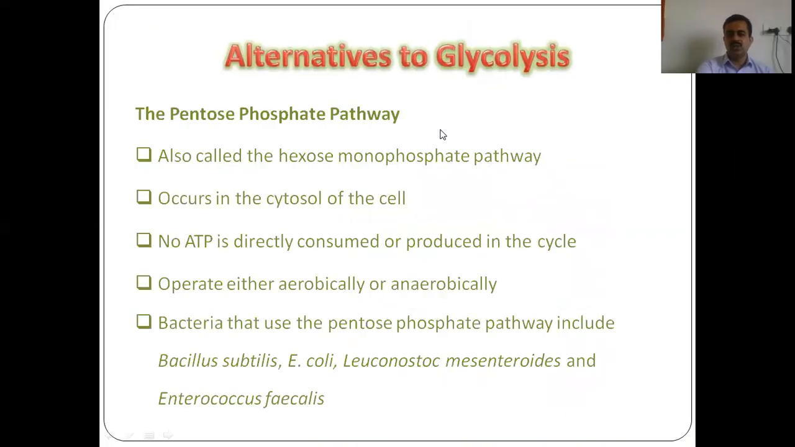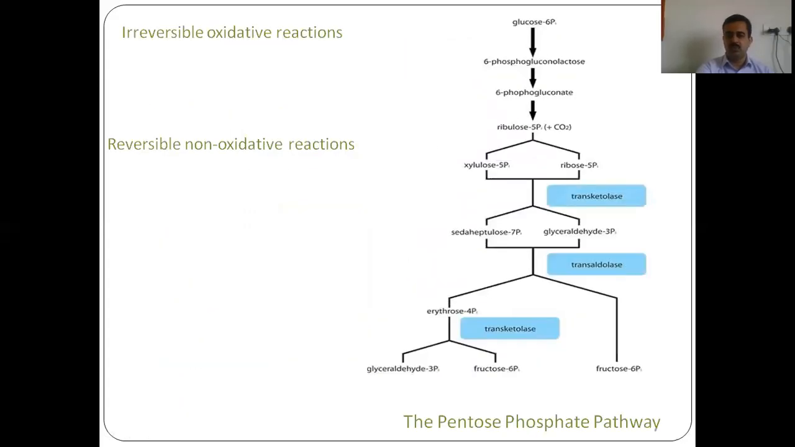Now, an alternative to glycolysis is the pentose phosphate pathway. We have already gone through this one. It is also called the hexose monophosphate pathway or hexose monophosphate shunt. It occurs in the cytosol of the cell. No ATP is directly consumed or produced in the cell. It operates either aerobically or anaerobically. Bacteria that utilize the pentose phosphate pathway include Bacillus subtilis, E. coli, Leuconostoc mesenteroides, and Enterococcus faecalis. We have already gone through this path very quickly, with the generation of glucose 6-phosphate and so on.